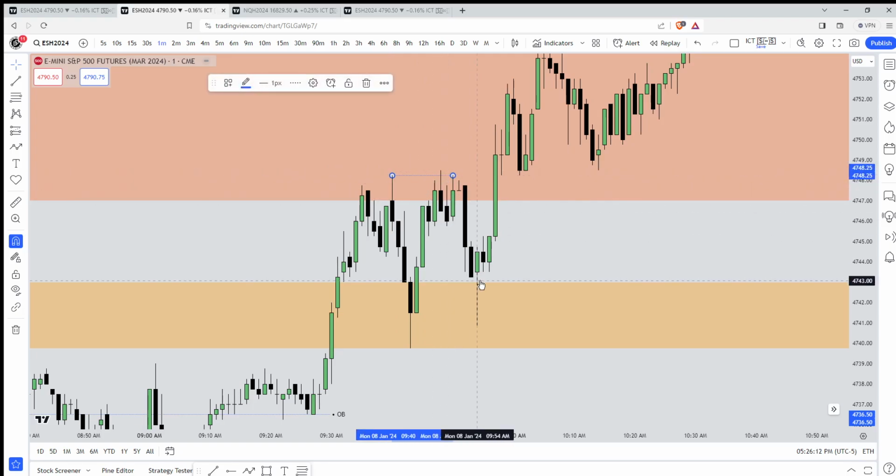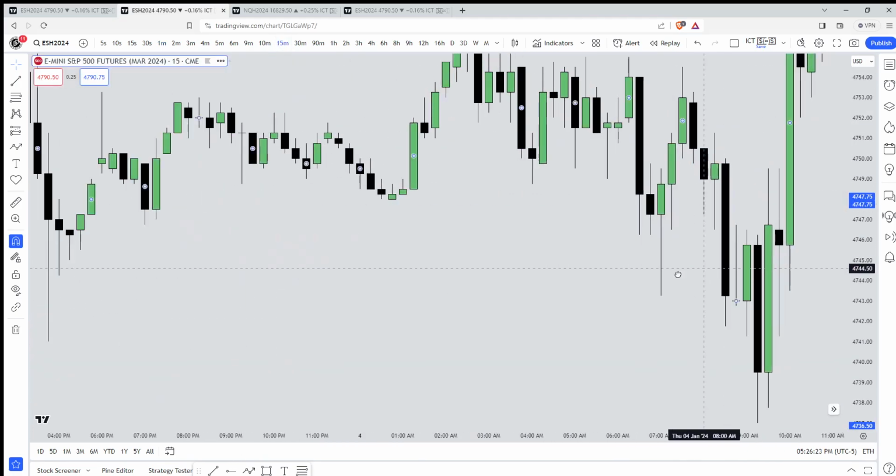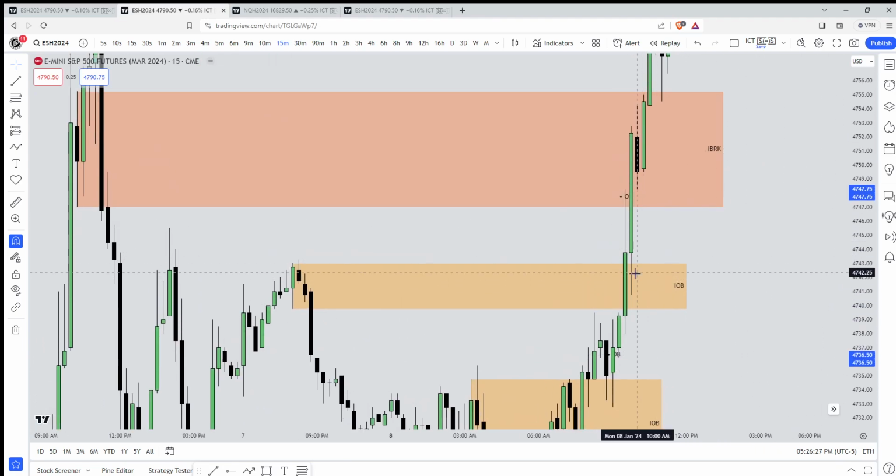Price breaks down lower here, trades back down to this last down close candle, breaks higher, creates a bullish change in the state of delivery. So this is out of that 15-minute inversion order block. Just because I know some of you guys would like me to do this, I'm going to zoom back out, and this is where we were just viewing.